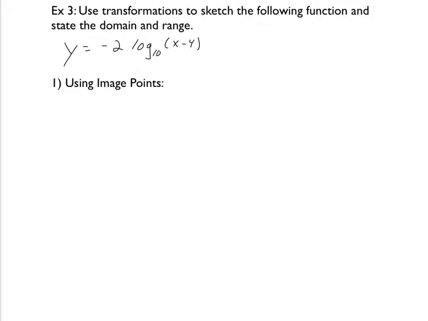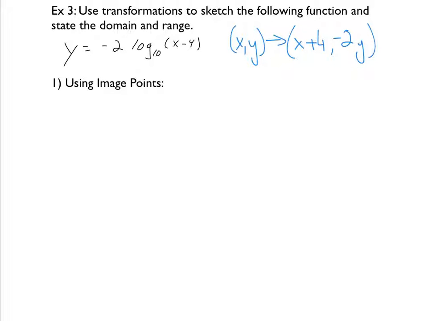As an example, we're going to use transformations to sketch the following function and state the domain and range. Our transformed function is y equals -2 log x minus 4. I want to use a mapping formula to get our image points. Our mapping formula is going to be (x, y) becomes... There's no k value, so it's just going to be x plus 4, that's our d value. And for our y's, negative 2y. And there's no vertical shift, really.